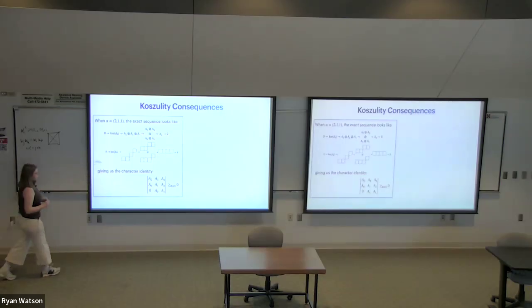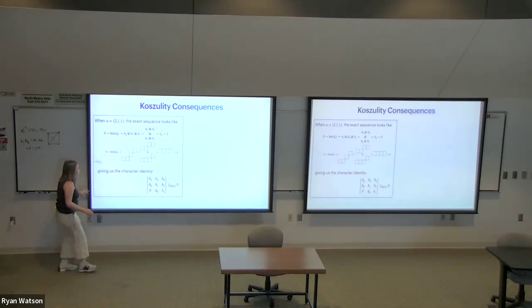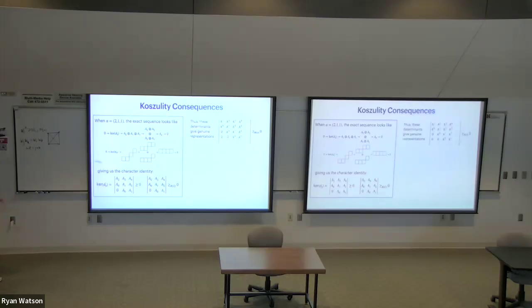So I get that this determinant specifically is non-negative because of the causality. But I can extend that. Okay, so I can then extend this to show that all of these give genuine representations, where I have A once on the diagonal.